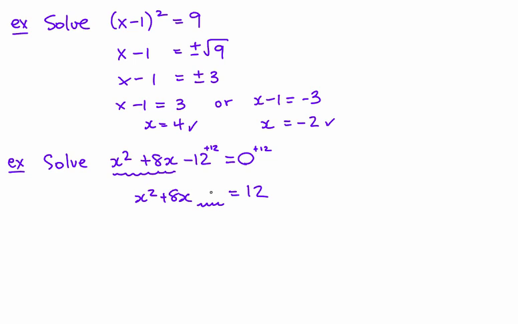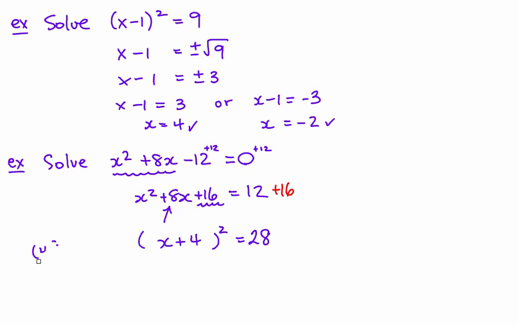Now, what number would have to go here to make a perfect square? Well, half of this value squared, so add 16. That would make this a perfect square. It would make it x plus 4 all squared. But I can't just add 16 to one side without adding 16 to both sides. So on the right-hand side, I now have 28.